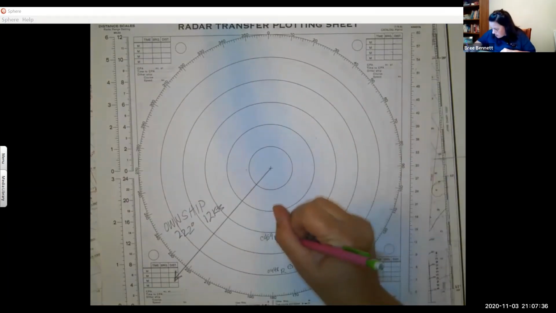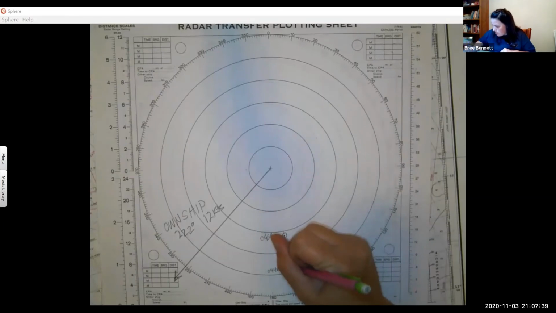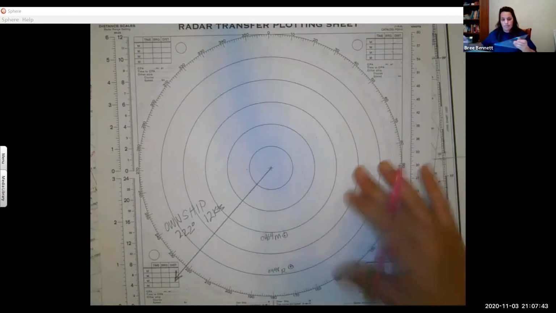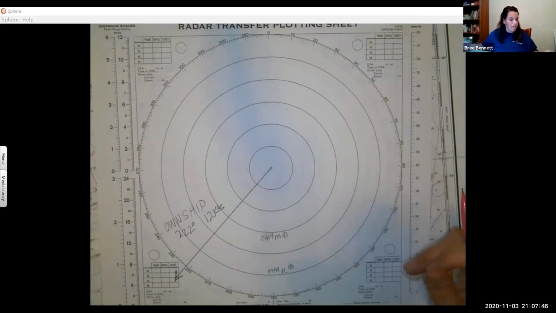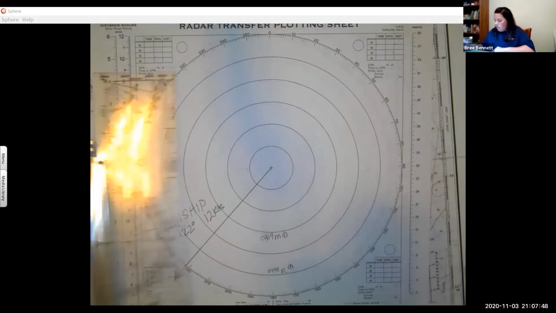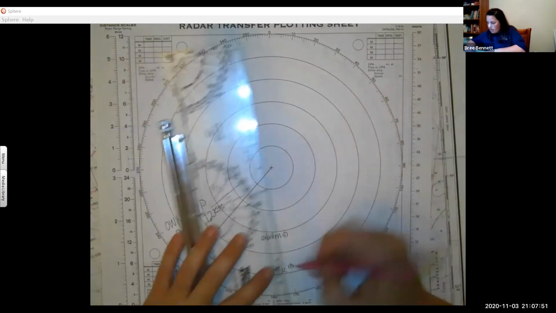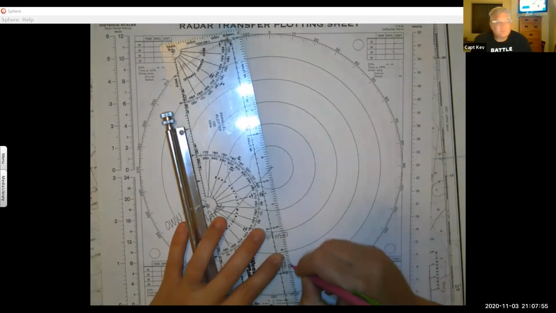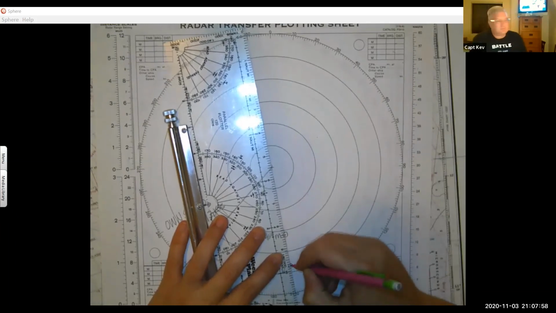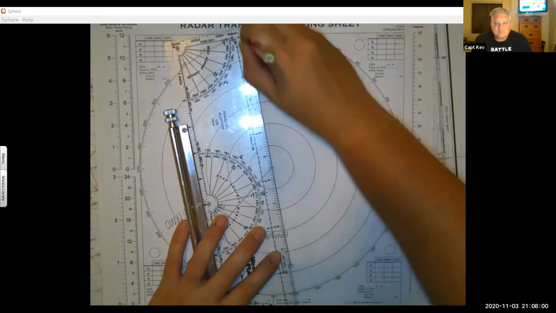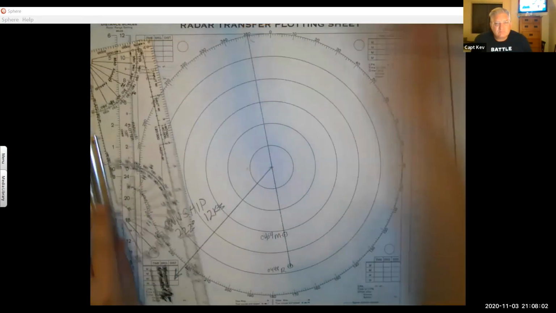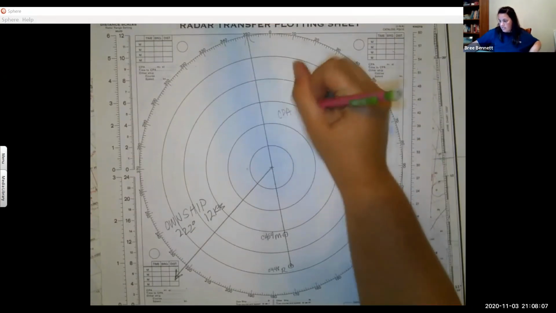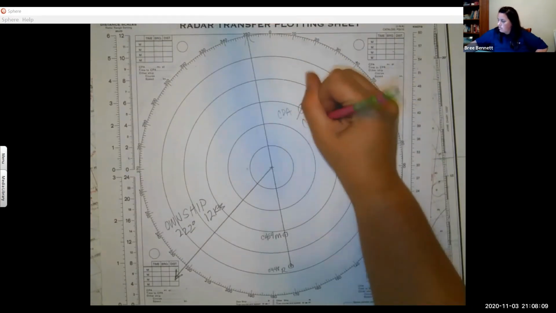We could make them dots. I think I'm just trying to make it more visible for you guys with the whole circle thing, but you can just do a dot. Okay. We connect our R and an M. And we have a CPA of 0. Collision.